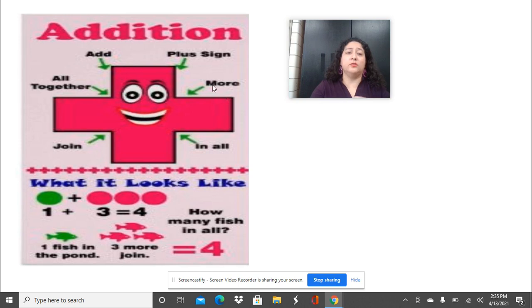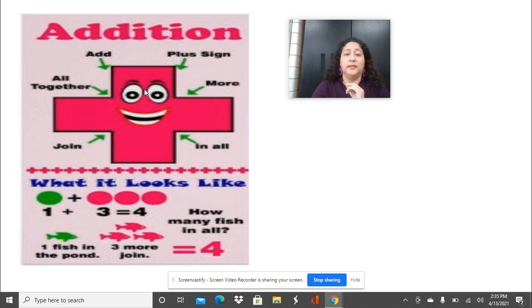And also the other word will be add. If I say I have 1 ball and then I add another ball, how many balls do I have? Well, I have 1 and 2. I have 2 balls because I'm adding them together. I'm counting them all together. And another one, of course, is the plus sign.